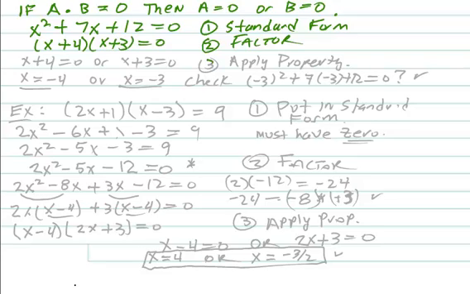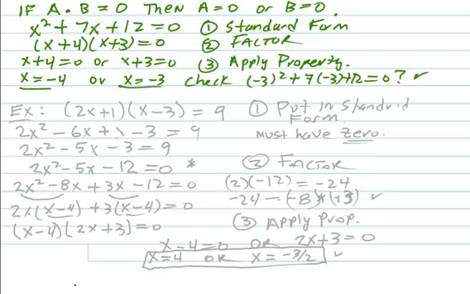And now the third step would be apply the property and set each factor to 0. That gives us x plus 4 is equal to 0, or x plus 3 is equal to 0. And now solving each of these equations, we isolate x. We get x is negative 4 for the first, or x is negative 3 for the second. And we have two solutions to that quadratic.